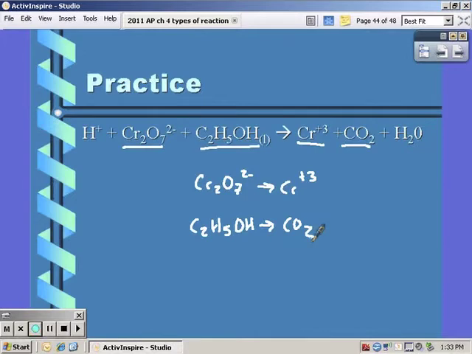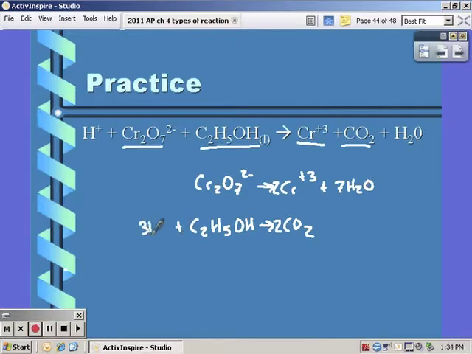So the first thing I need to do is balance my elements other than hydrogen or oxygen, which in the first case is chromium. So I need to add a 2 there. And the bottom reaction is carbon, and so I need to add a 2 there. Next, I balance oxygens by adding waters. I have 7 oxygens on the reactants, so I need to add 7 waters to the products.